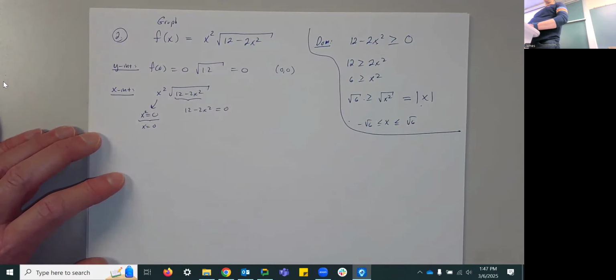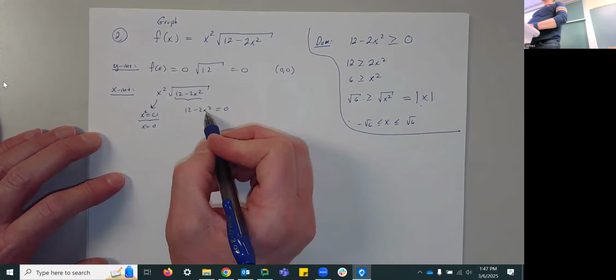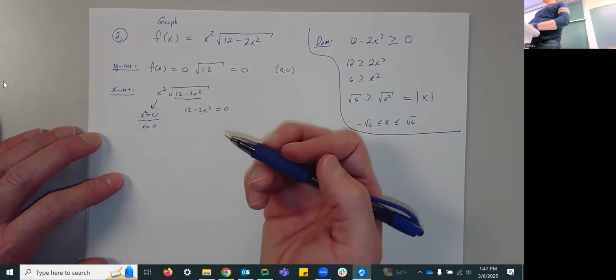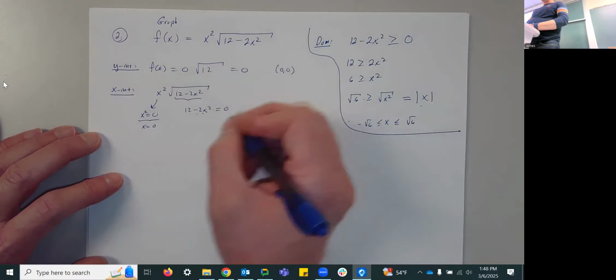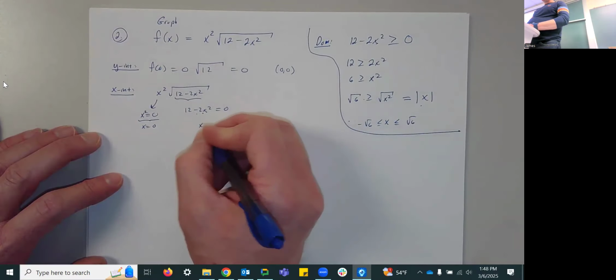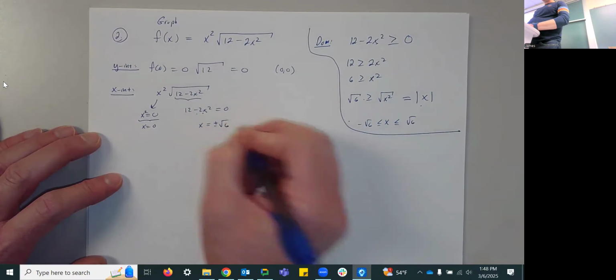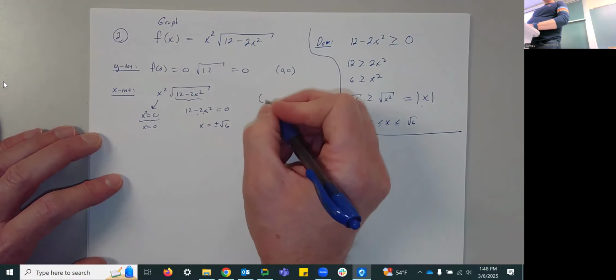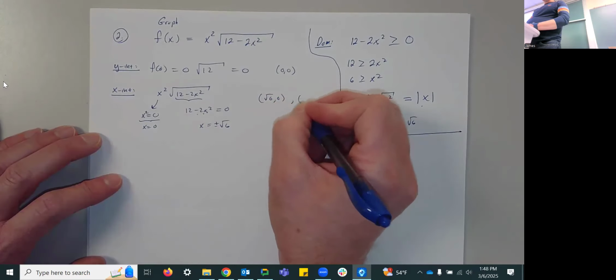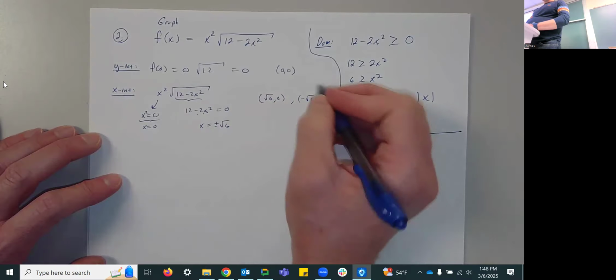You can plug it in and check, right? Root 6 squared is 6. 2 times 6 is 12. 12 minus 12 is 0. Same thing is true for negative root 6. So we're going to get x equal to plus or minus root 6. So we have 3 x-intercepts: (root 6, 0), (negative root 6, 0), and (0, 0).